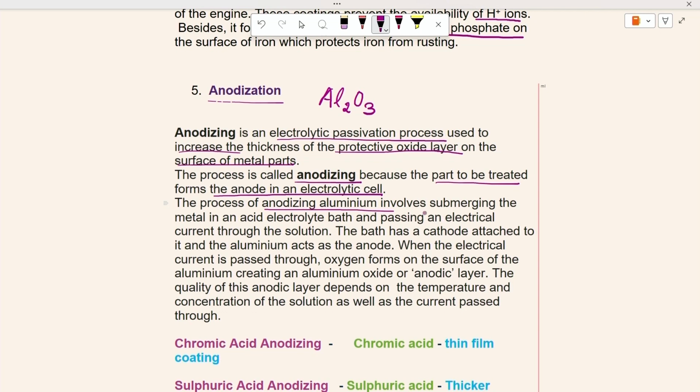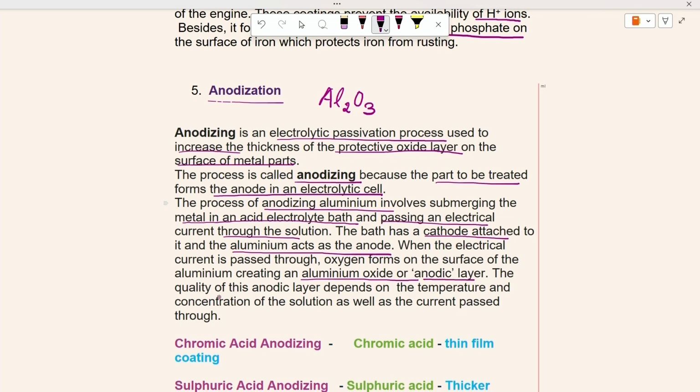Now, we keep the metal in the acid electrolyte bath and an electrical current is passed through the solution, and this metal is kept as the anode. And the bath will have a cathode attached to it, of course, only then will the electrical circuit be complete. Here aluminum acts as the anode, and what will happen? It gets oxidized to aluminum oxide, oxidation. When current is passed, oxygen forms on the surface of the aluminum, creating a thin film of aluminum oxide, or you can call it the anodic layer.